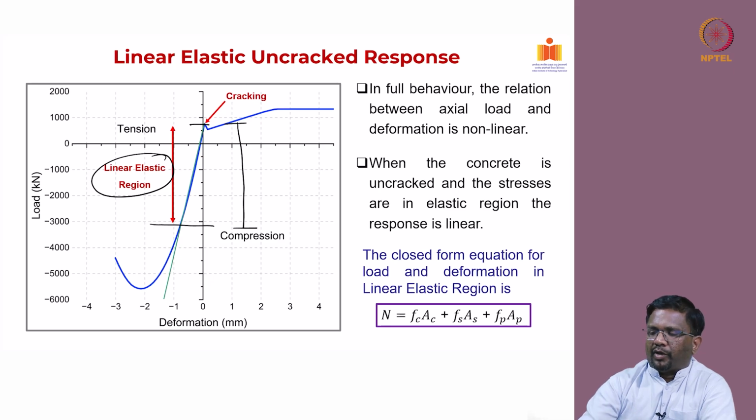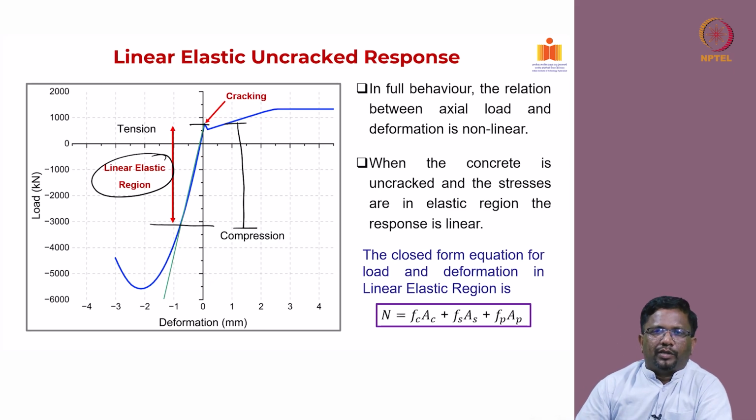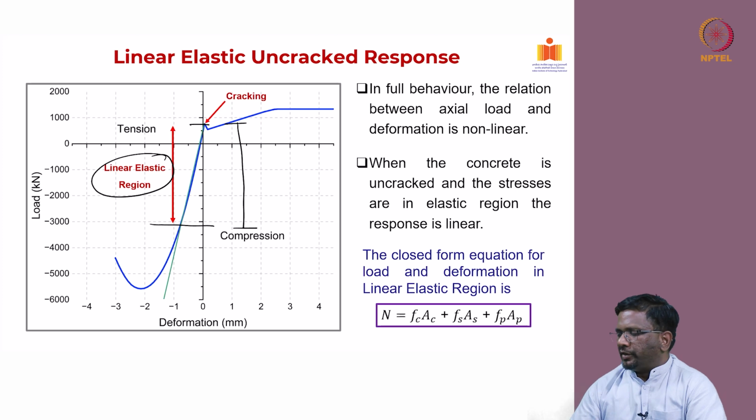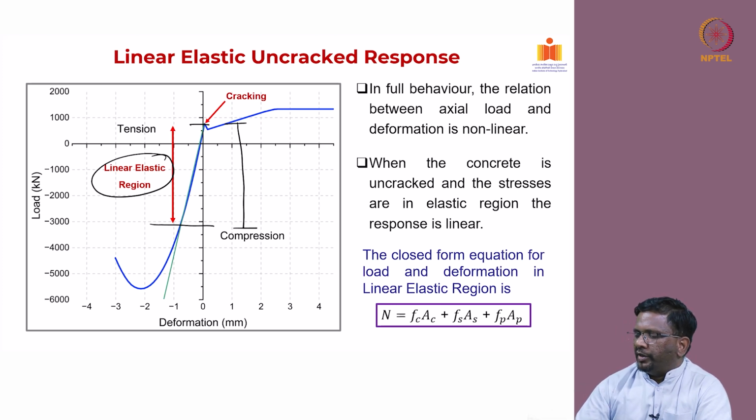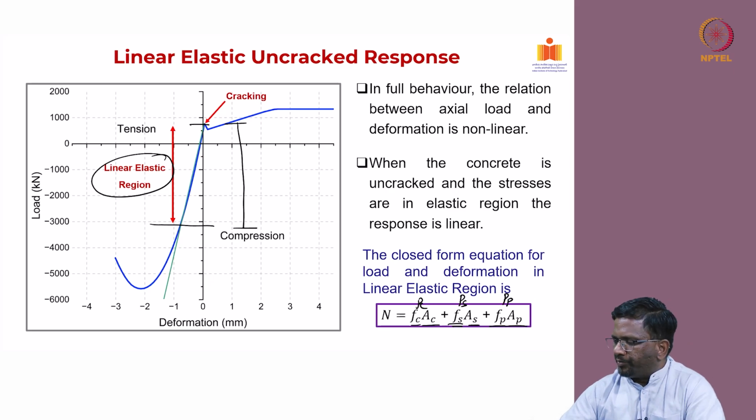So, if you want to do the calculations in this region quickly, we can form a very simplified expression for calculating the stresses or calculating the load versus deformation response, right. So, you see here this is the basic equation from equilibrium: stress in the concrete multiplied by area of concrete, which is Pc again, stress in the steel multiplied by area of steel, which is Ps, stress in the pre-stressing steel multiplied by area of pre-stressing steel, which is nothing but your Pp, right.